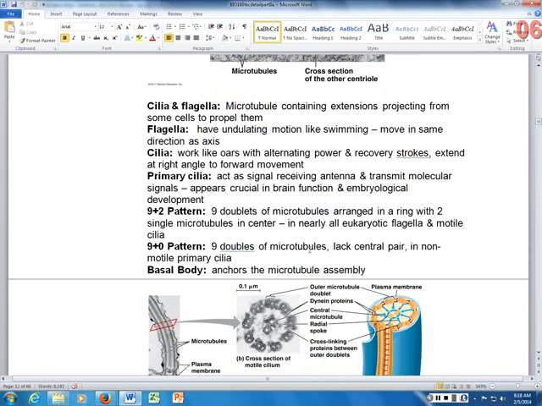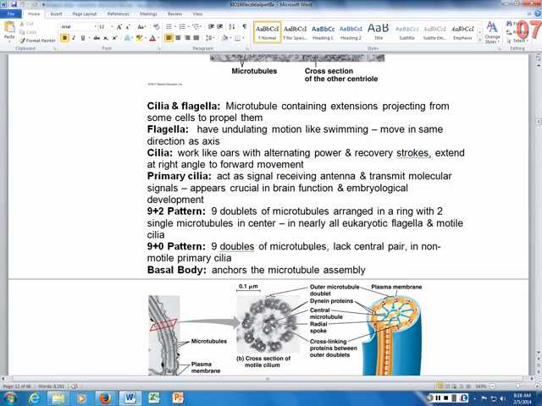So your cilia and flagella, these are microtubules that are extensions that project out from some of the cells. They help in propelling them. So flagella are going to have an undulating motion more like swimming. So they're going to move in the same direction as the axis. Everybody's probably seen on TV examples of sperm swimming. The cilia are going to work more like oars, and so you're going to have movement at a right angle. So with the flagella, tails in the back, it goes forward. With the cilia, they're going to be on the sides and move like oars to have things move forward.